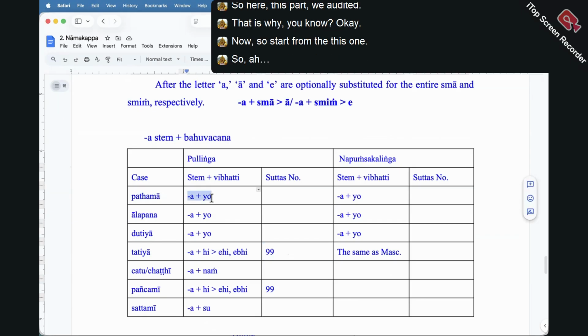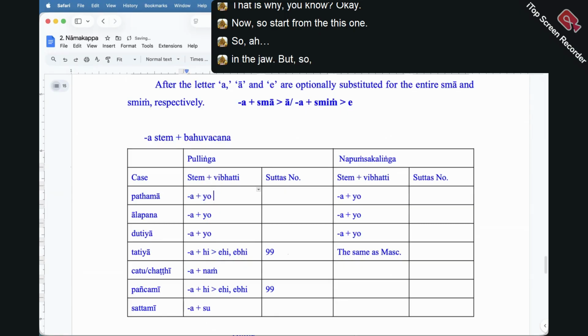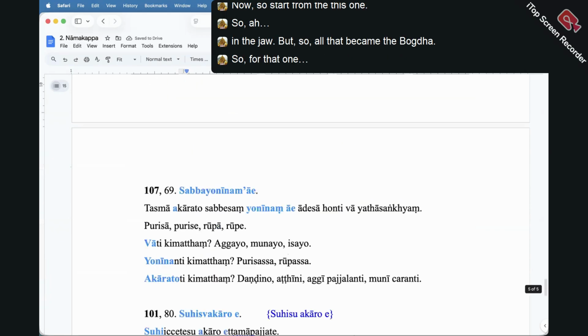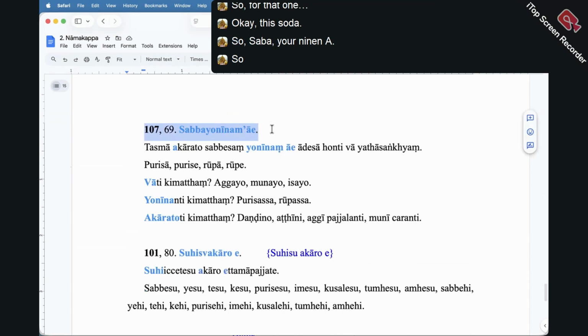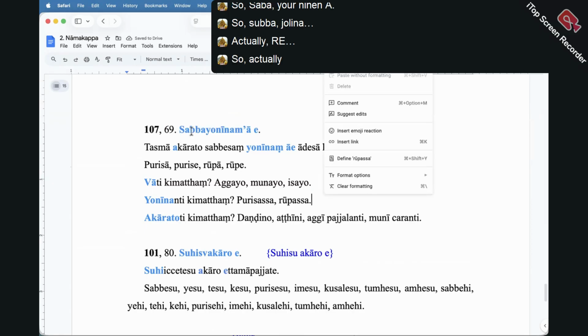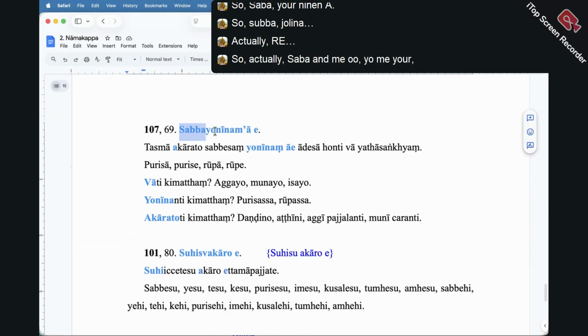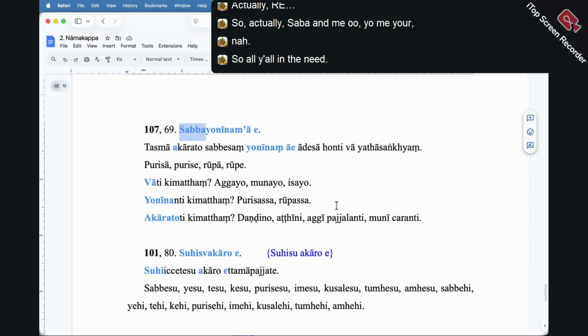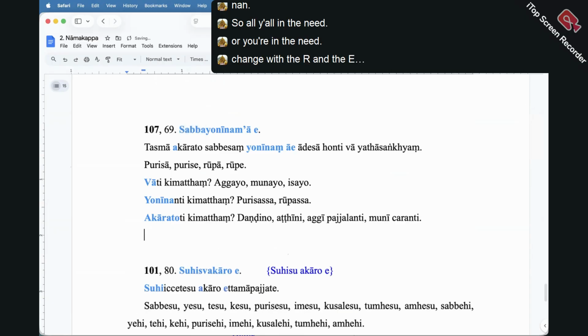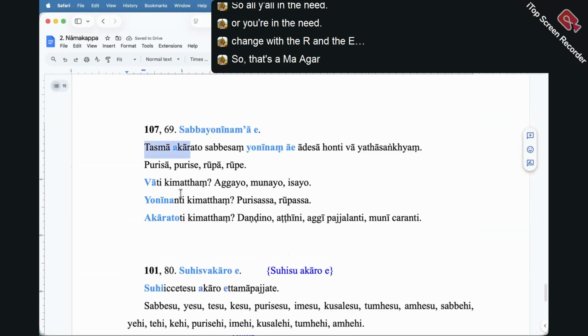So the yo, but Buddha becomes the Buddha, right? So for that one, this sutta: Sabba Yo Ni Nan A. Sabba means all, Yo means yo, Ni Nan means Ni Nan. So all yo and the Ni change to the R and the A. So that is a-ma-agara-do.